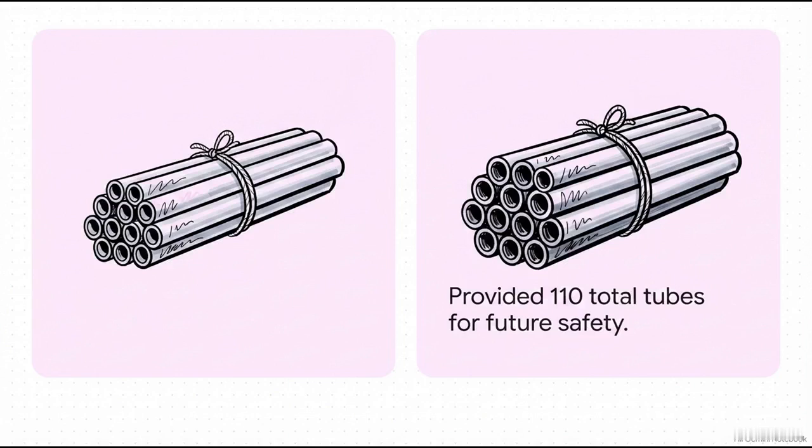We almost never provide just the bare minimum. Instead, we install 110 tubes. And this brilliantly illustrates a key engineering principle. You absolutely must provide a safety margin for future fouling, because over time, scale and grime will build up inside these tubes, which reduces efficiency. Those 3 extra tubes ensure the factory keeps running even as the equipment gets dirty over the years.